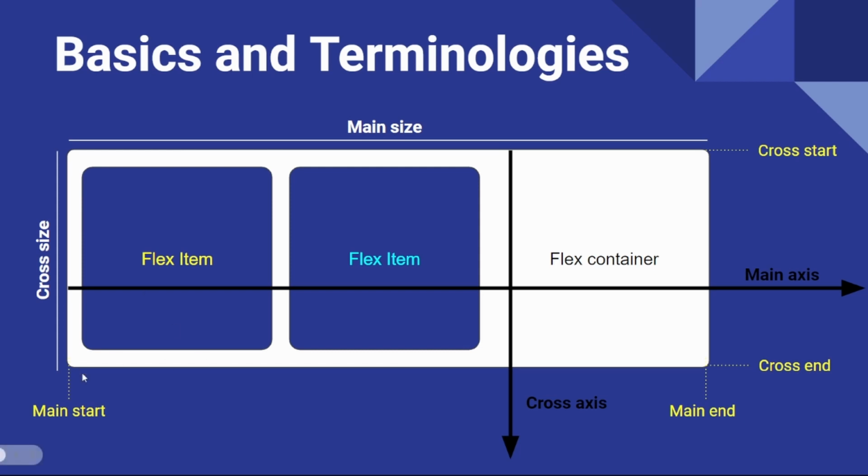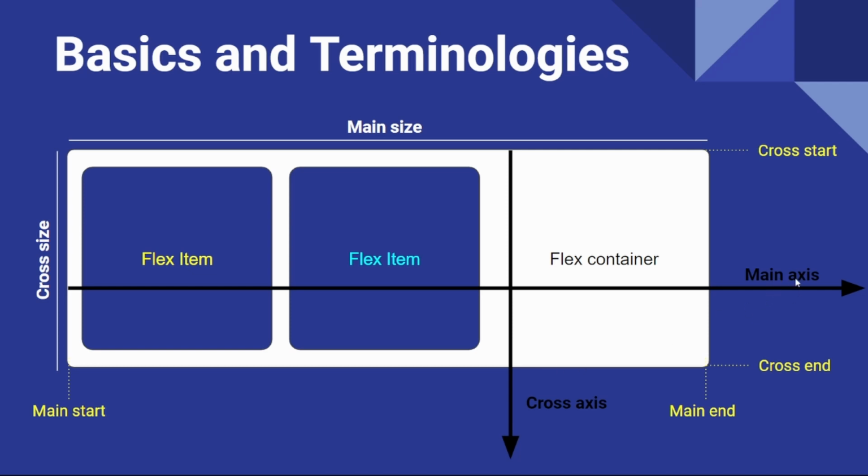And then we also have the main axis, which is, depending on the flex direction, the primary axis along which flex items are laid out. One thing to take note is that the main axis is not necessarily horizontal. It depends on the flex direction property, right? So it could be vertical. You're going to be seeing what I mean.